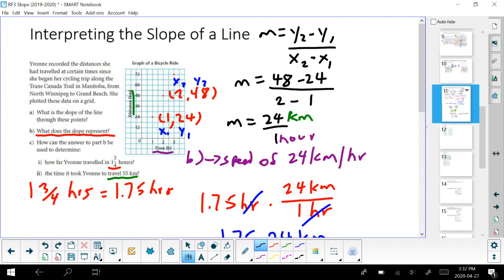And that's how we would solve this type of question and understand that slope can actually give us some sort of unit rate that's actually quite helpful in a real life scenario.